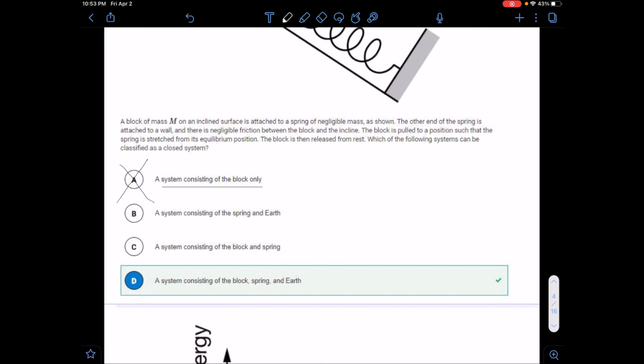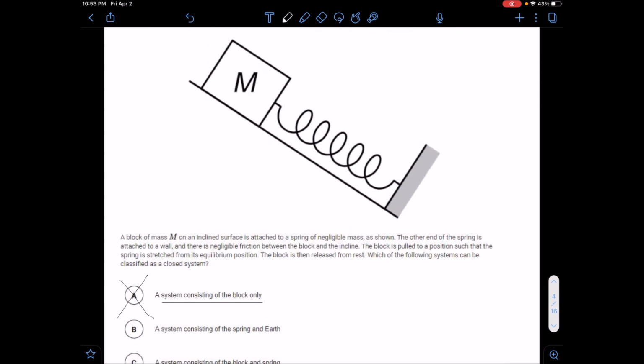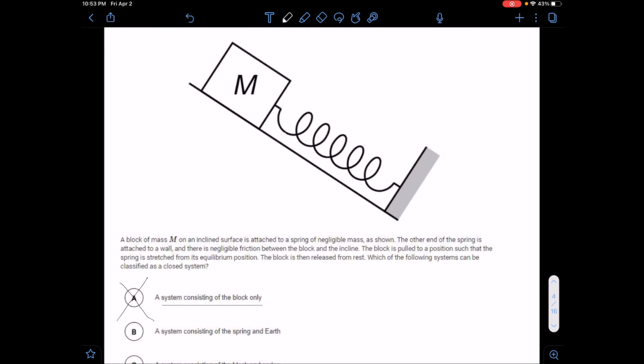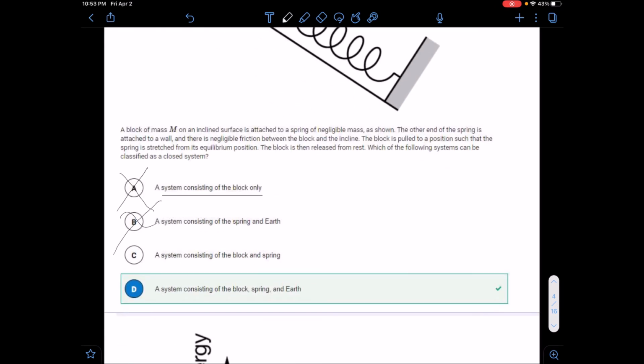A system consisting of the spring and Earth. Okay, so the block is connected to the spring and its kinetic energy is converted into the spring's potential energy. And so in order for it to be considered a closed system, it would require that the block be involved too. If we just have the block and the Earth, we're neglecting the force that the block applies on the spring, and we're neglecting the force that the spring applies to the block. And so that is not correct.